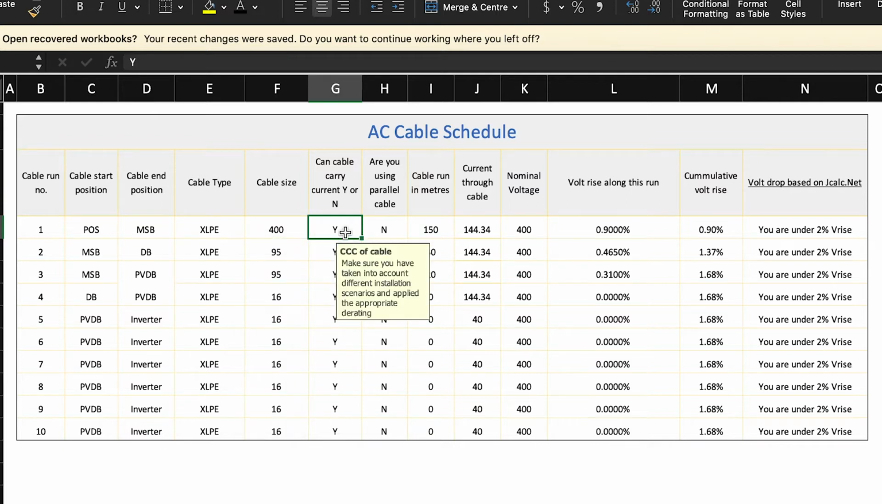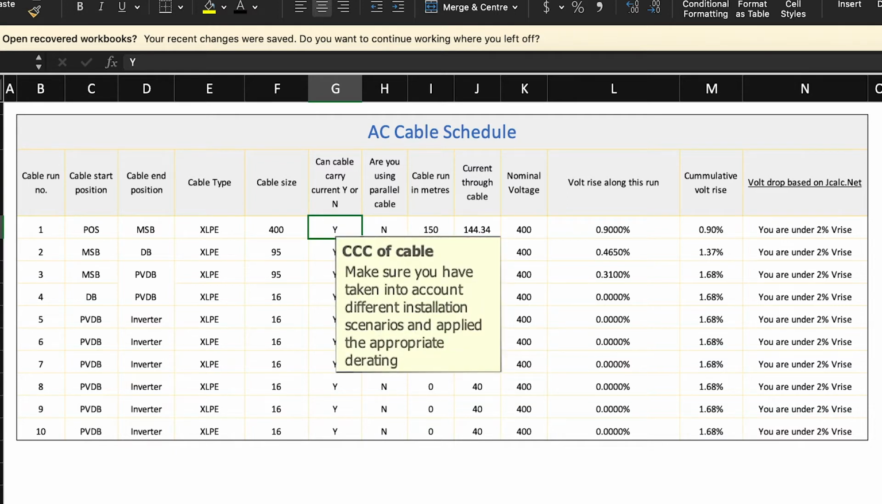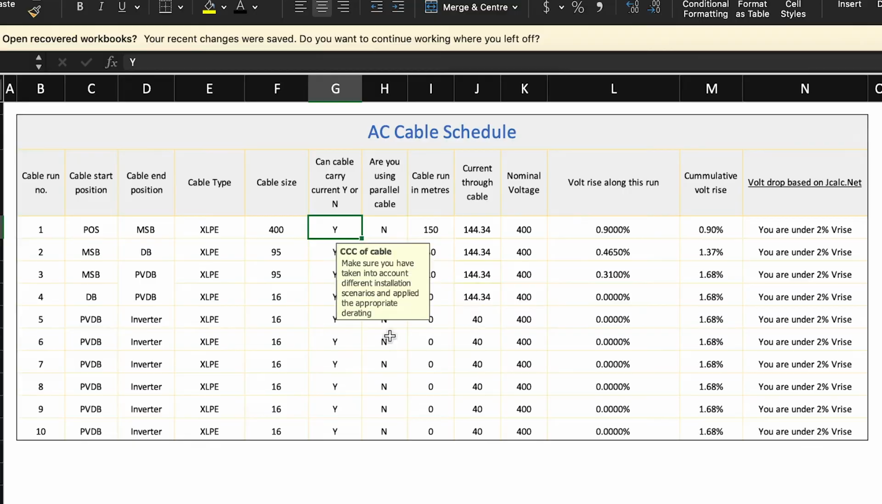The next cell is, can the cable carry the current, yes or no? I've used data validation here to create a bit of a warning. So effectively it says CCC, current carrying capacity of cable. Make sure you have taken into account different installation scenarios and apply the appropriate D rating. So the current carrying capacity, the CCC of a cable, is incredibly important. So make sure that the cable in question can carry the current of your particular solar project.